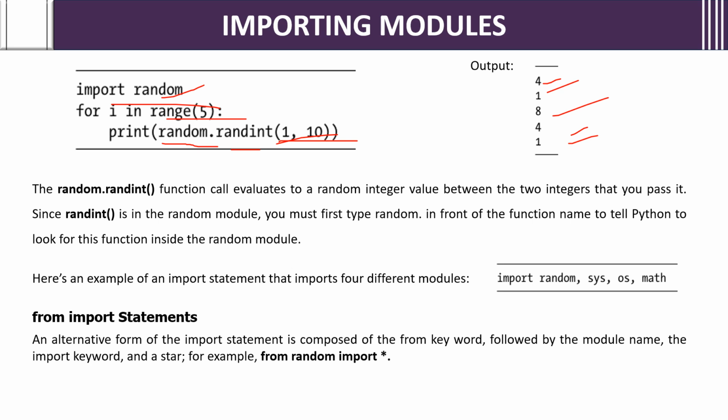Here's an example of an import statement that imports four different modules. I told you that you can import any number of libraries like random, sys, os, math by separating them with a comma. An alternative form of the import statement is composed of the from keyword followed by the module name, the import keyword and a star. For example, from random import star. You can use it like this also to import.